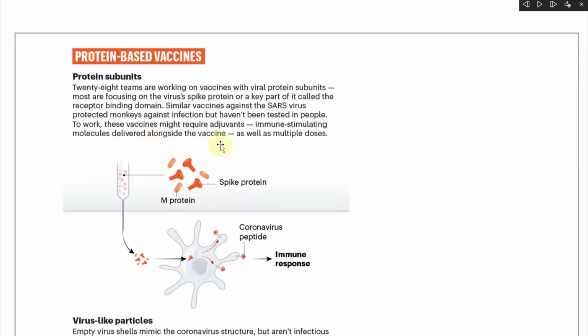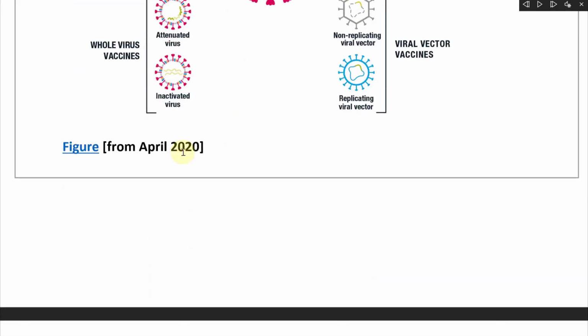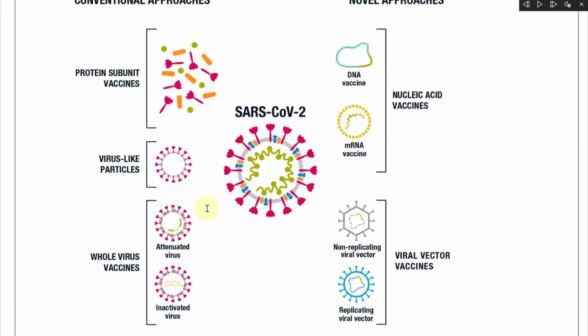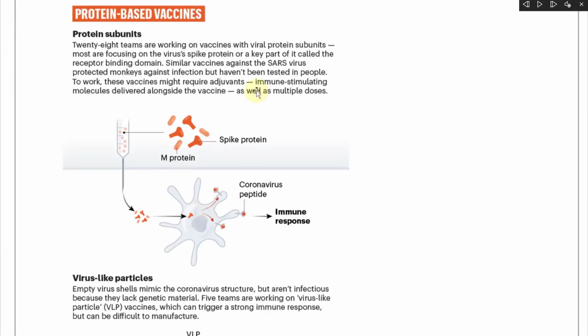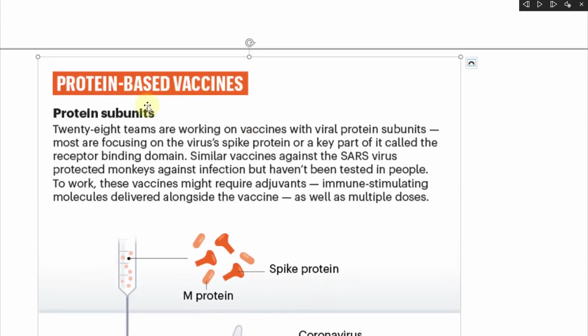And now let's look further at this protein-based one. This is the protein-based one. There's several types over here. These are conventional approaches, and the protein one is protein subunits. All right, so we have this. We could even zoom in. Let's just zoom in a bit. So protein-based vaccines. So you have protein subunits as one type.